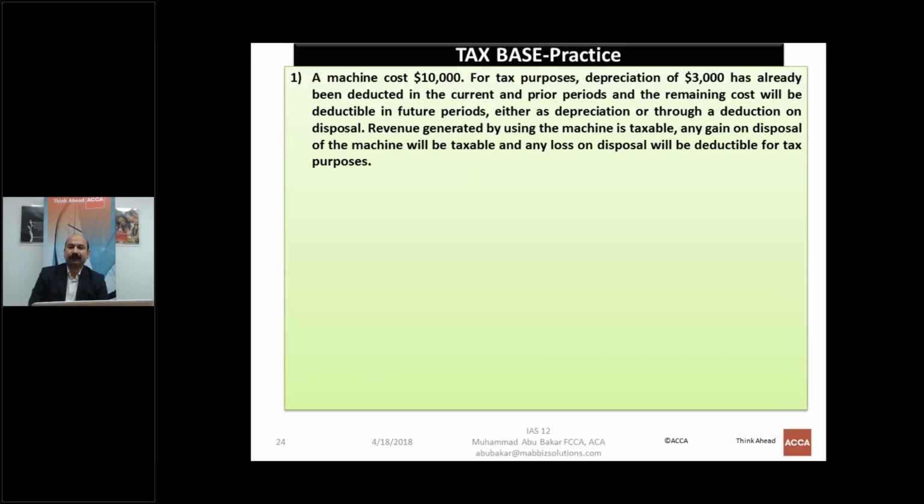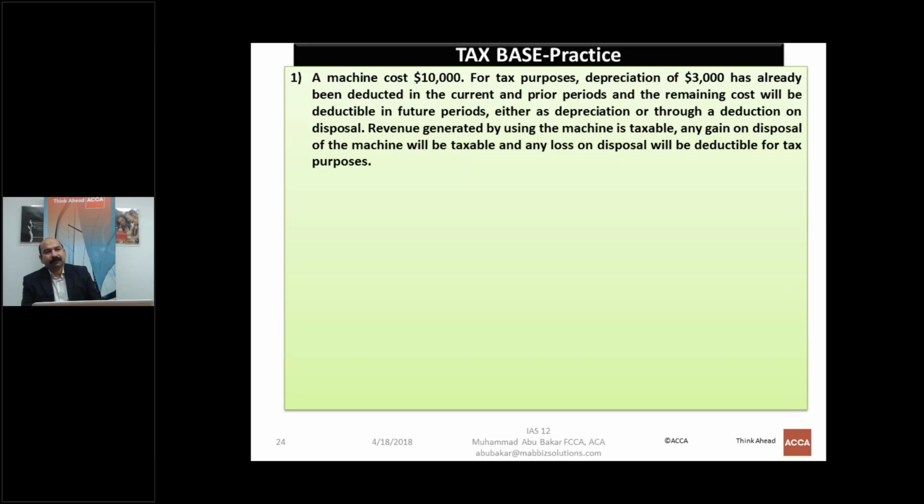A machine costs 10,000. For tax purposes, depreciation of 3,000 has already been deducted in the current and prior periods, and the remaining cost will be deductible in future periods, either as depreciation or through a deduction on disposal. Revenue generated by using the machine is taxable. Any gains on disposal of the machine will be taxable, and any loss on disposal will be deductible for tax purpose. Calculate the tax base of this machine.